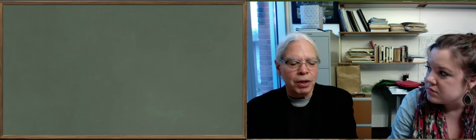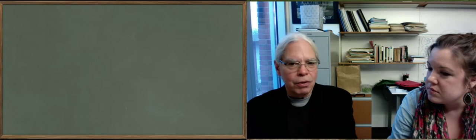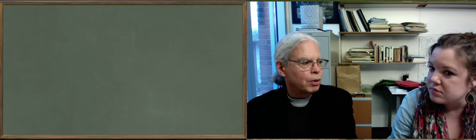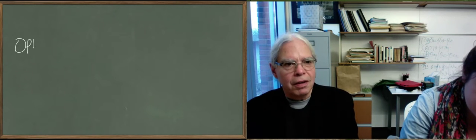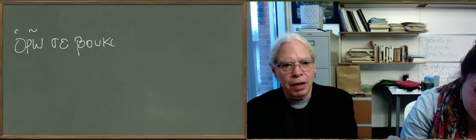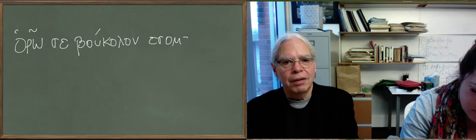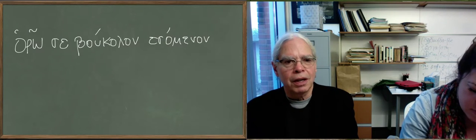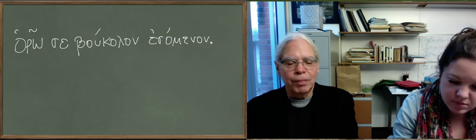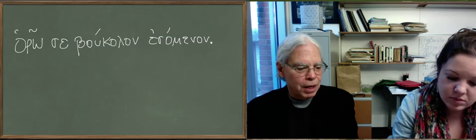So if you wanted to say something weird like, I see that you will be a cowboy, okay, you can use the future participle of the verb to be, which is esomenos, okay? So then you would say, you want to write this out? Horo se boukolon esomenon. Okay? I see that you will be a cowboy. Okay? It's a weird idea, but that syntax is what we're talking about, which doesn't have to do with meaning necessarily.